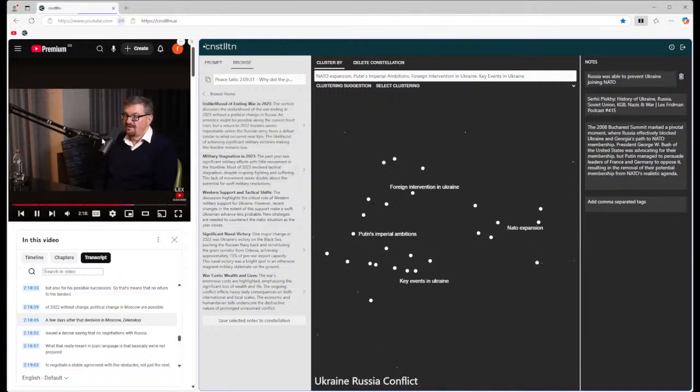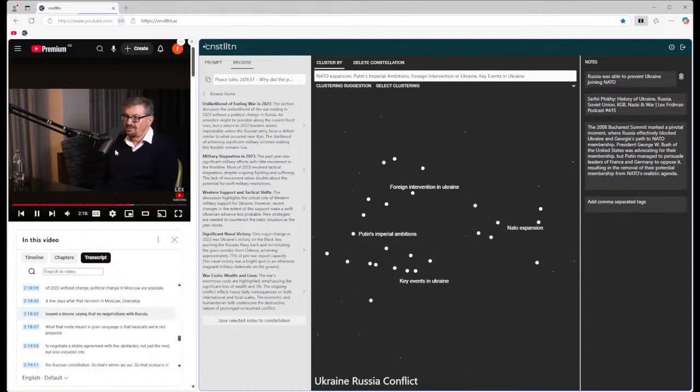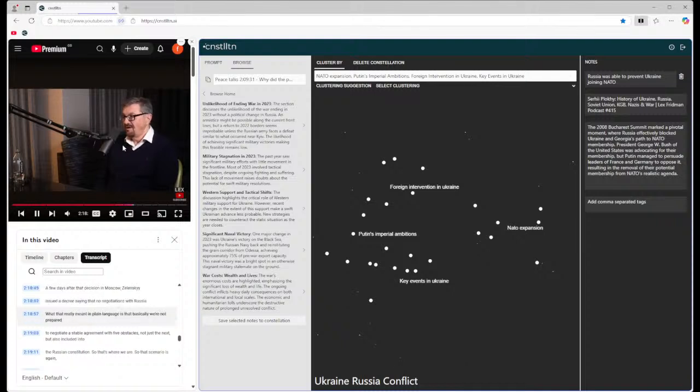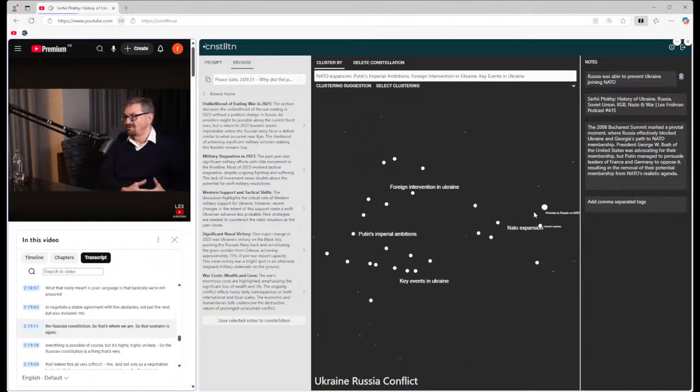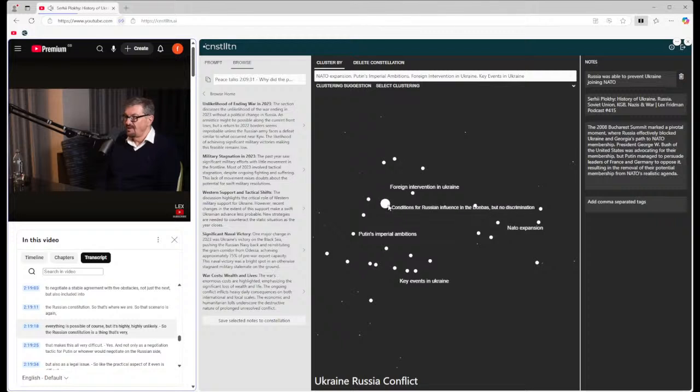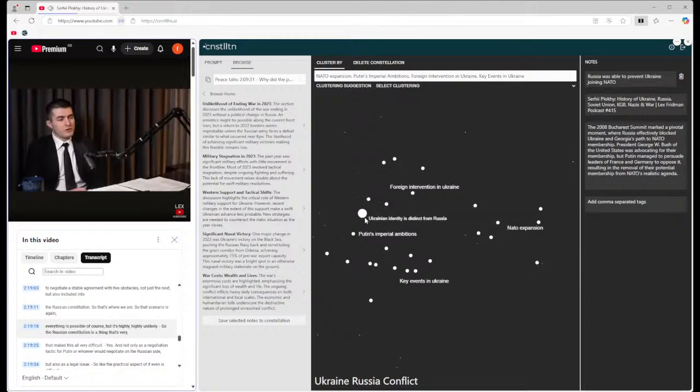A few days after that decision in Moscow, Zelensky issued a decree saying no negotiations with Russia. What that really meant in plain language is that we are not prepared to negotiate a stable agreement with 5 of our oblasts not just annexed, but also included into the Russian constitution. So that's where we are. So that scenario, everything is possible, of course, but it's highly unlikely. So the Russian constitution is a thing that makes this all very difficult.